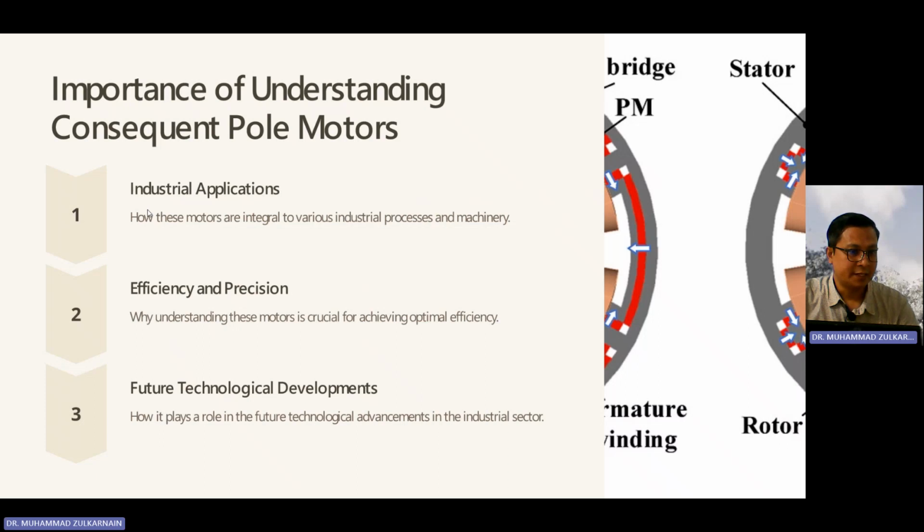In industrial applications, how these motors are integral to various industries, we try to understand first in several conditions: efficiency, precision, and future technology development. So in industry, we try to understand how the process and machinery use this type. Then for efficiency and precision, we try to understand how the efficiency and precision of the motor can be implemented. And lastly, we try to understand future technology development.